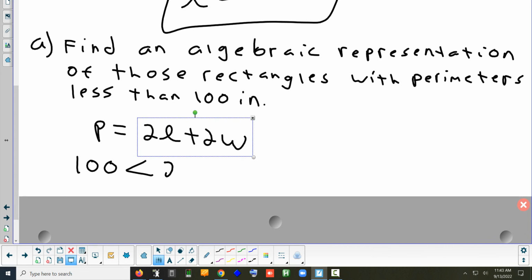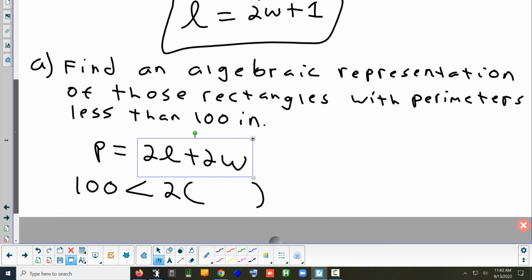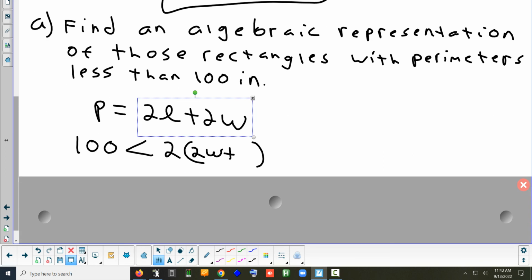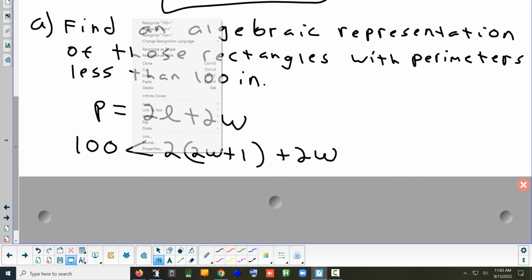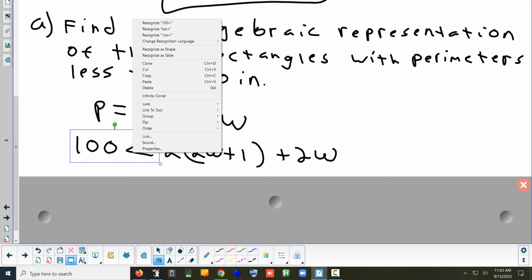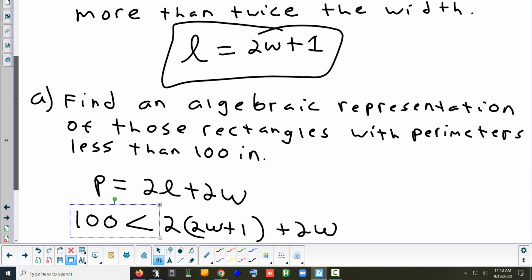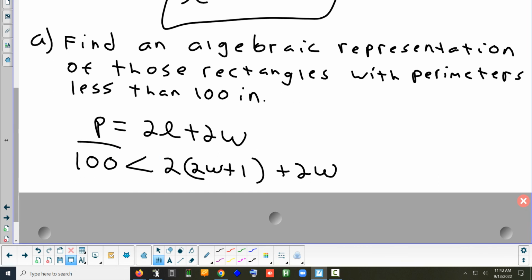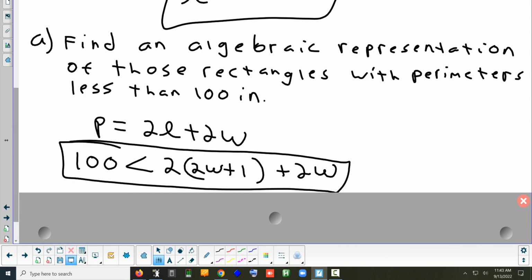Well, I'm going to put 2, but I'm not going to put L. I'm going to put 2 times (2W plus 1), plus 2W. So there's an algebraic representation of all the perimeters, and it meets the condition that they set: the length is 1 more than twice the width. If you left it as 2L, no, you need to substitute that in at this step.